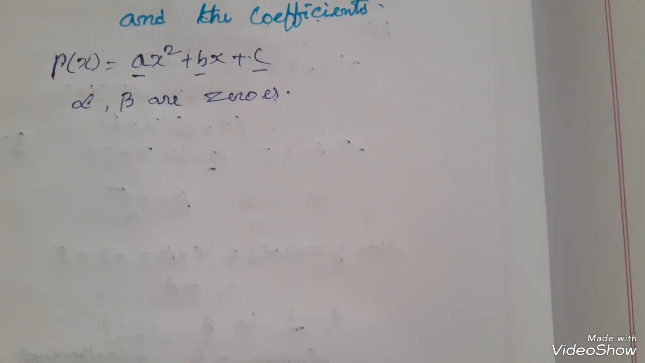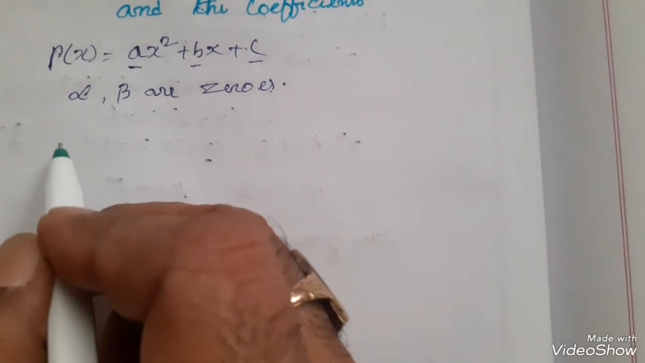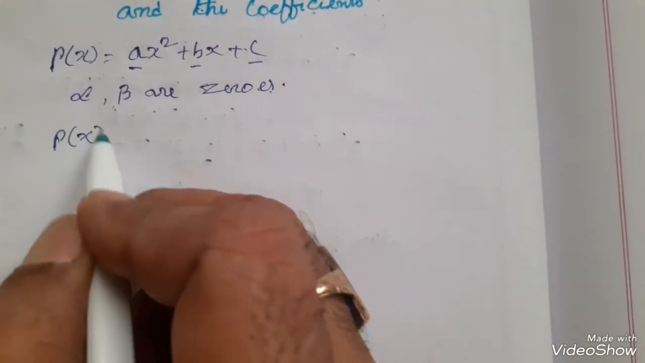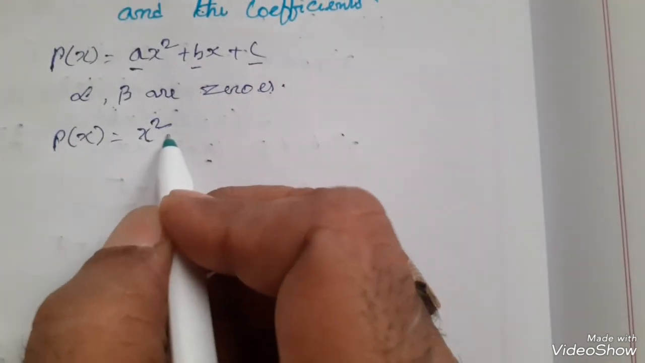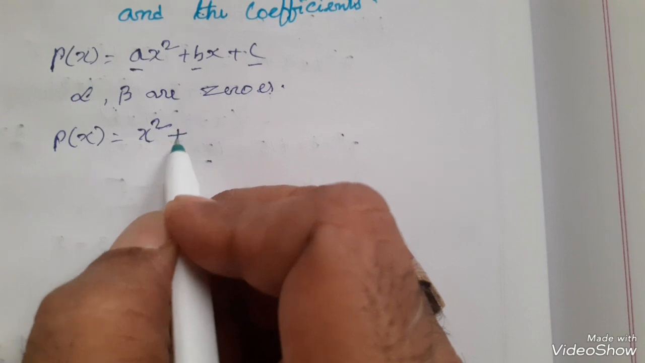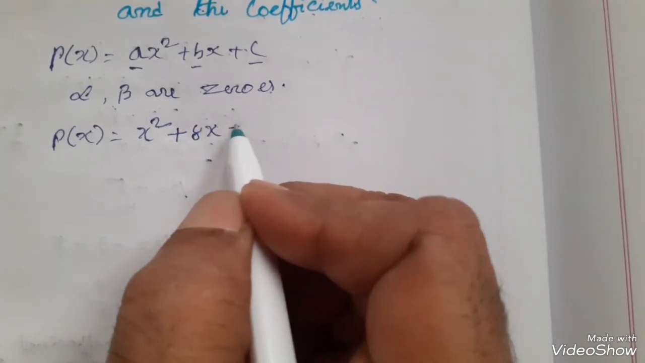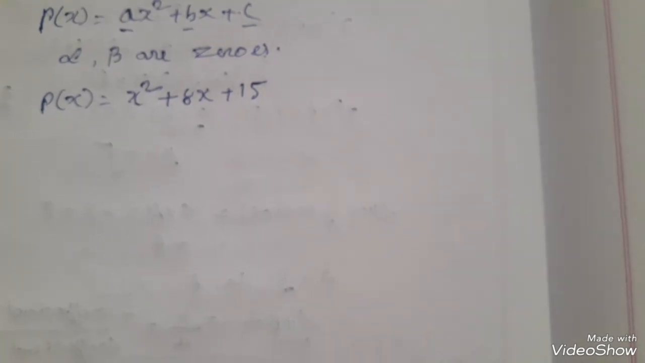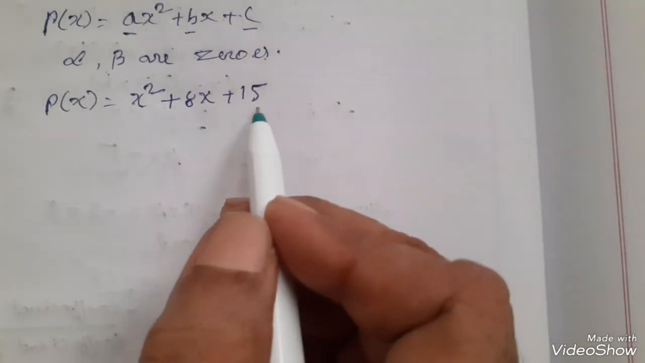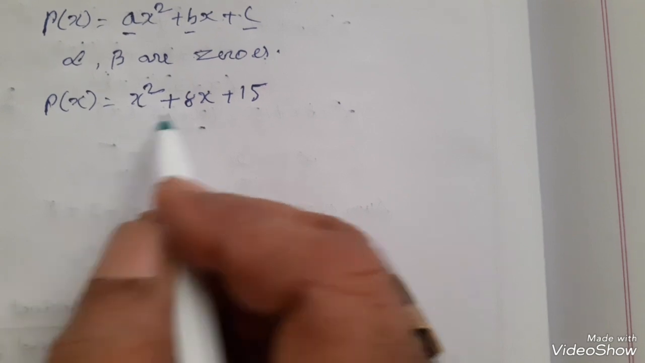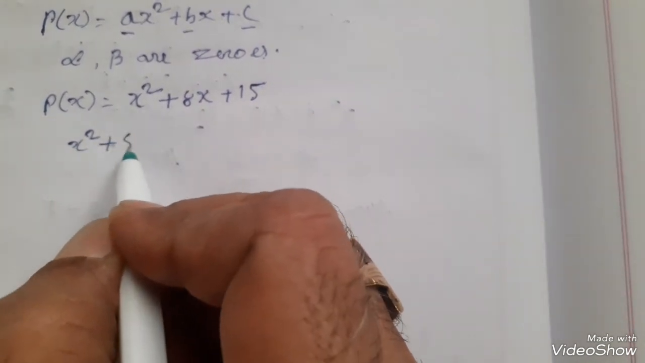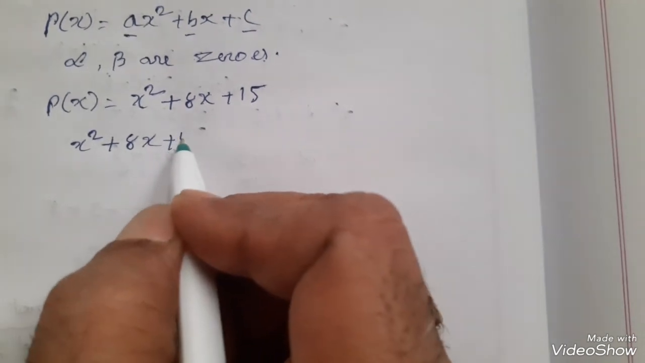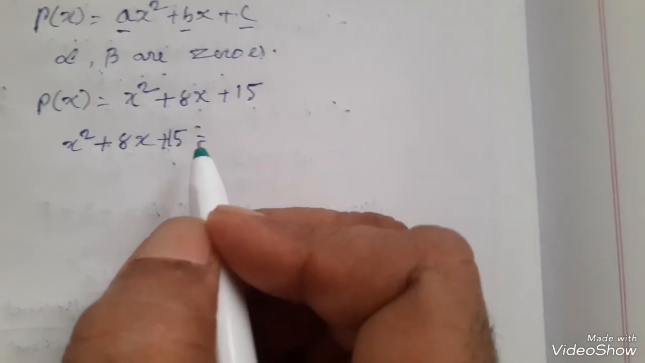Now let us take one quadratic polynomial. p of x equals x square plus 8x plus 15. First, you find what are the zeros of the quadratic polynomial. So for this, you factorize it. You find what are the factors of x square plus 8x plus 15 by doing factorization.